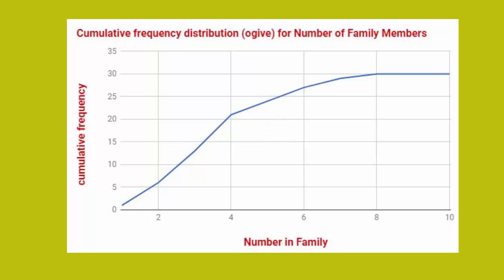This ogive can also be called a cumulative frequency graph or cumulative frequency distribution because that is precisely what it displays. You may be asked to find the quartiles and calculate an interquartile range or even construct a box plot from information found on an ogive.